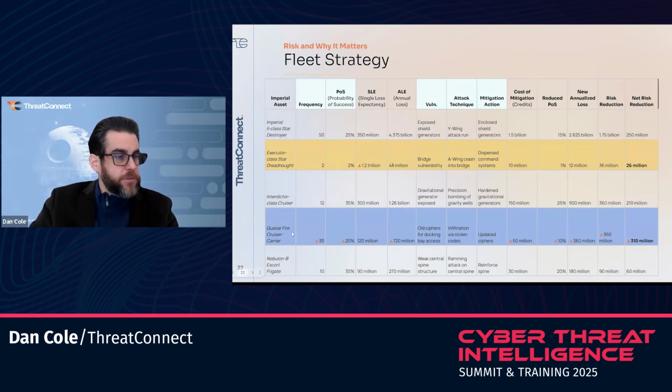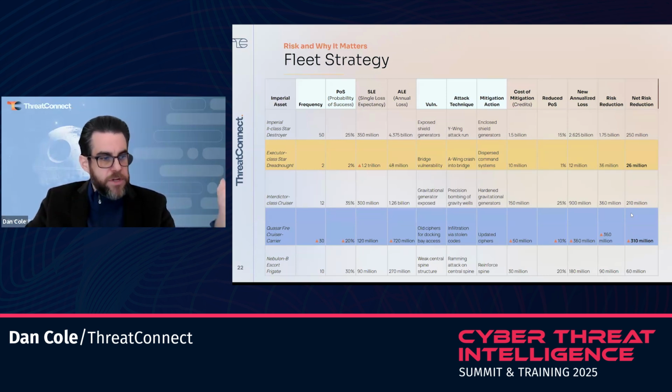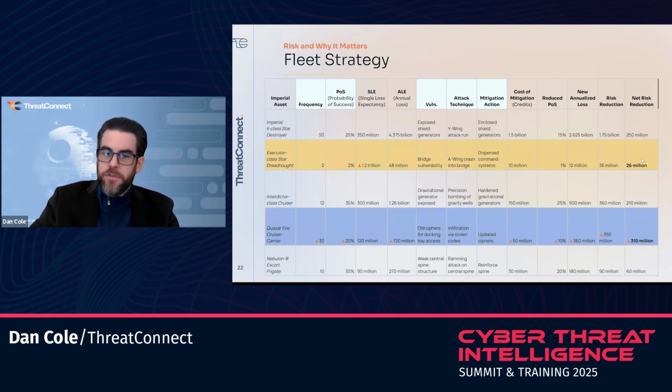But also look at this particular Imperial carrier, which carries starfighters as part of this fleet squadron. So they have vulnerabilities too. So maybe they use old codes. The rebels can infiltrate using stolen codes, et cetera. Well, if we do those same calculations we did with the TIE fighter, what we see is that the net risk reduction for the carriers is significantly more than the risk reduction for the Super Star Destroyer. So as a CTI analyst, the risk to this carrier is greater than the risk to the Super Star Destroyer.